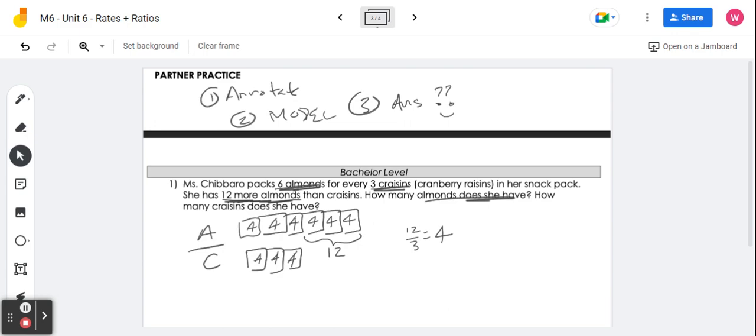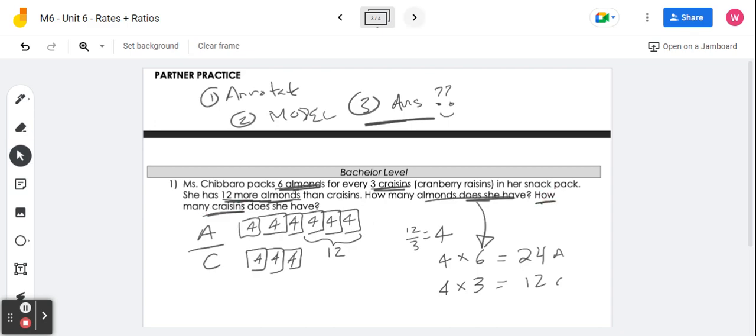So now, step 3, answer the question. How many almonds does she have? Well, there were 6 pieces of tape, and each piece of tape is equal to 4. So that means there are 24 almonds. For our craisins, it's 4 times 3, which is equal to 12. Do we follow all 3 steps? We have our annotations, we have our model, and then we've answered the question of how many almonds there are and how many craisins there are.